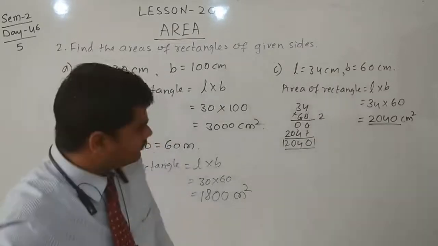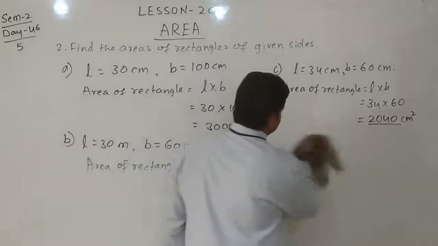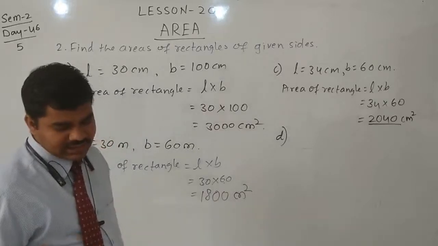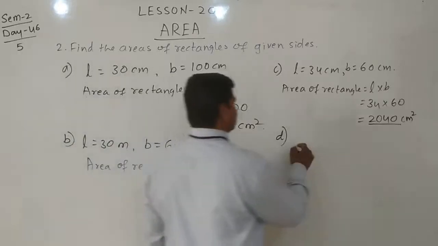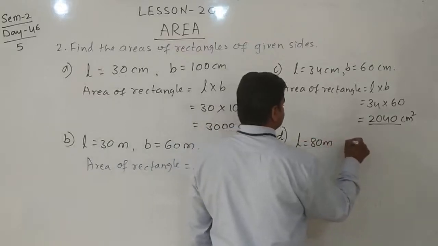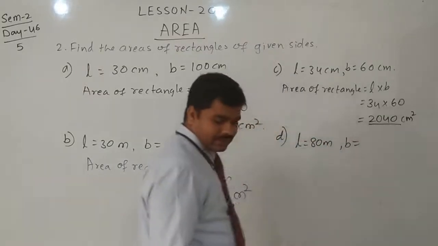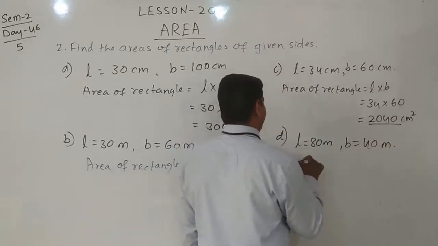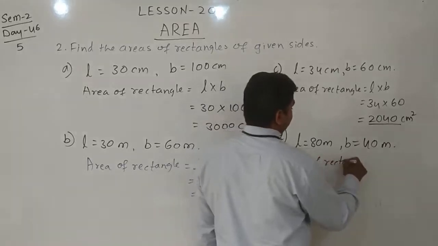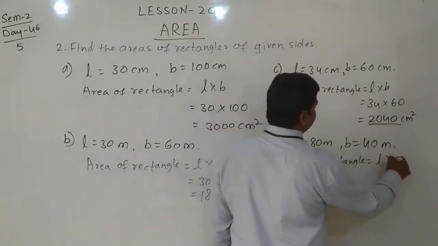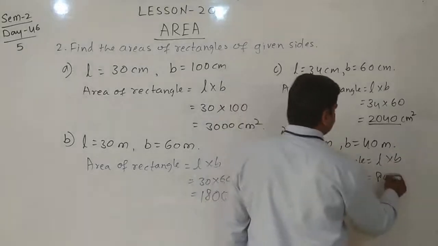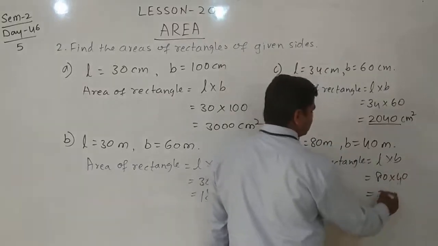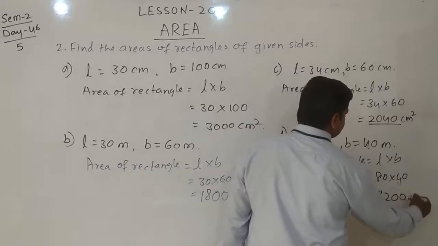Okay, next one. In total 6 are given, 4 I solve. The length is 80 meter and breadth is 40 meter. Very simple. Now, area of a rectangle is equal to, by using the formula L into B, L is 80 meter, B is 40 meter. Then 8 fours are 32, and 2 zeros, then meter square.